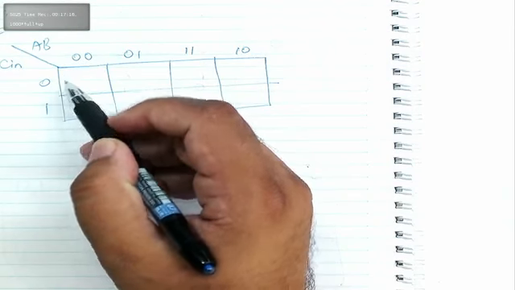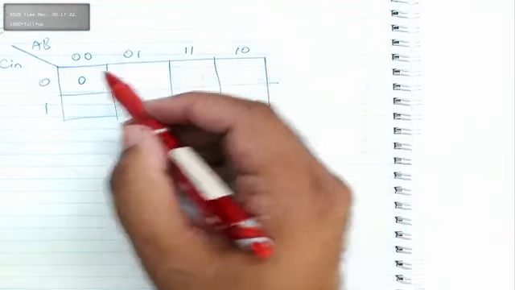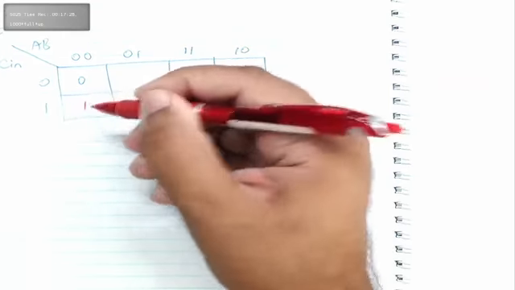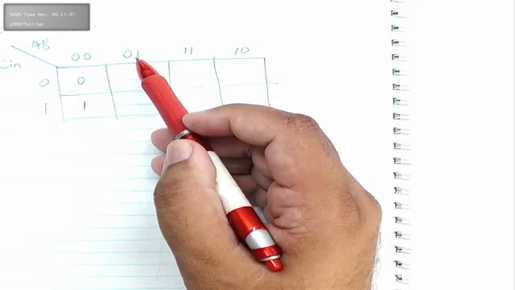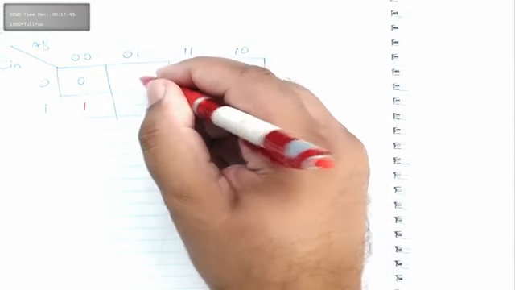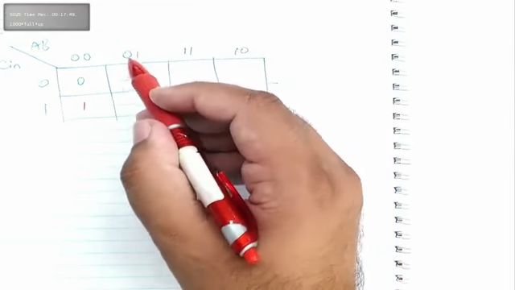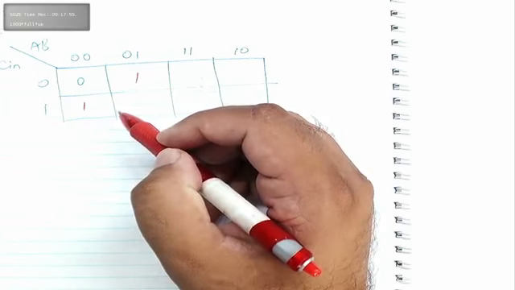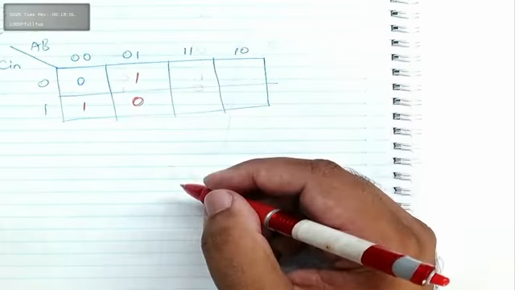A is 0, B is 0, Cin is 0. What do you get as the sum? 0. Next. A is 0, B is 0, Cin is 1. You get 1. A is 0, B is 1, Cin is 0. Looking at the truth table, we get a 1 again. We're looking at the sum column. A is 0, B is 1, Cin is 1. If you look at the fourth line of the truth table, the sum is 0.